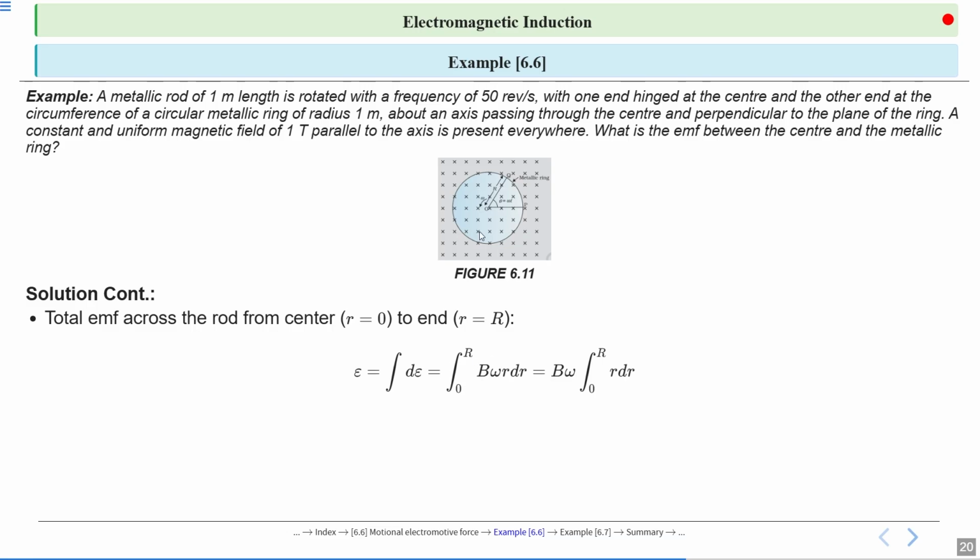The magnetic field is constant here. Omega, the angular velocity, is constant everywhere on the rod. Only the linear velocity varies. If any rod or body is rotating, the angular velocity at any point in the body will be the same. So omega is constant everywhere. So B omega will come out of the integration, and inside the integration it will be r dr, integrating from 0 to capital R.